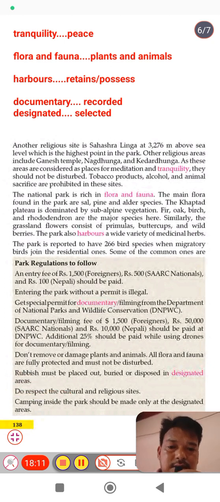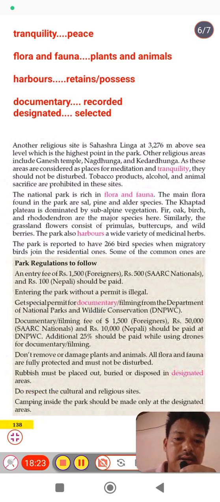Do respect the culture and religious sites. Everyone who comes to visit there has to respect its religious sites and culture. Camping inside the park should be done only at the designated area. Again, if any camping activities have to be done, it should be made only at the designated area. So these are some rules and regulations that one has to follow before or while entering the park. So now move to the next page, students.